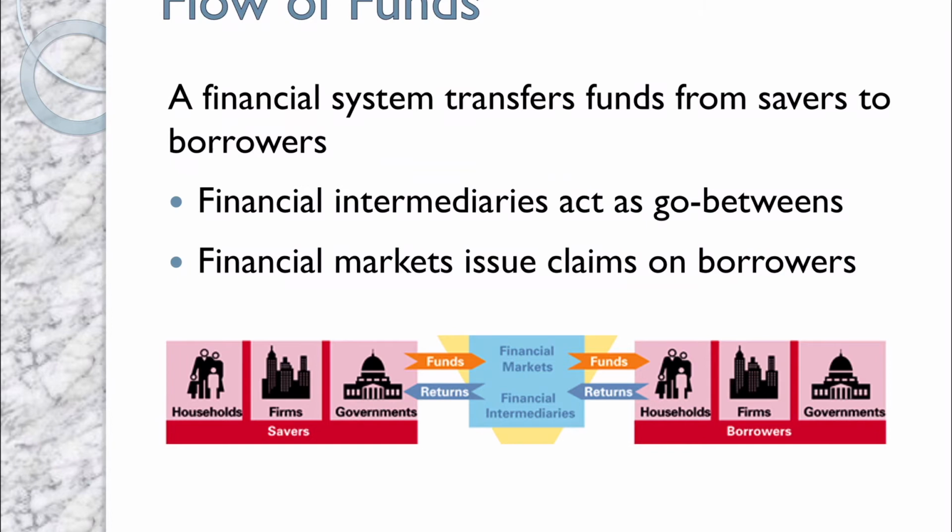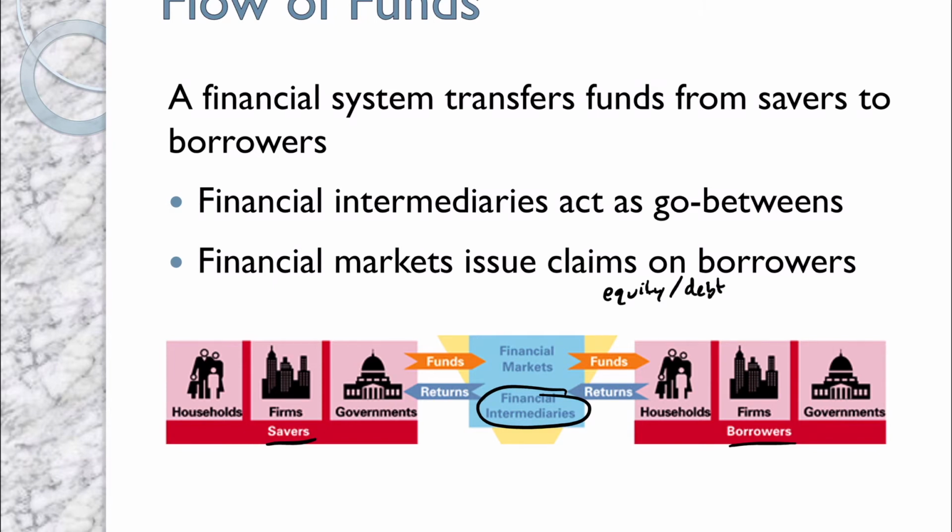Now, sometimes you'll have financial institutions, like we just discussed previously, your commercial banks, credit unions, investment banks. They also act as this financial intermediary between savers and borrowers. Then you also have these financial markets that issue claims on the borrowers. Claims in the form of equity, so ownership claims, or in the form of debt, which would be interest payments.